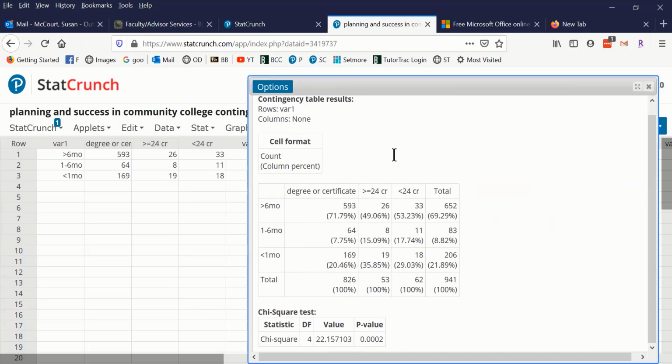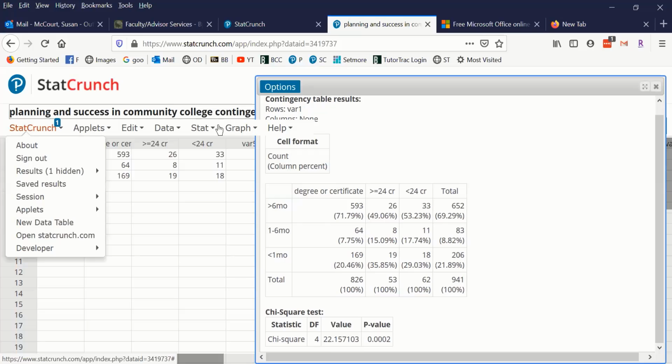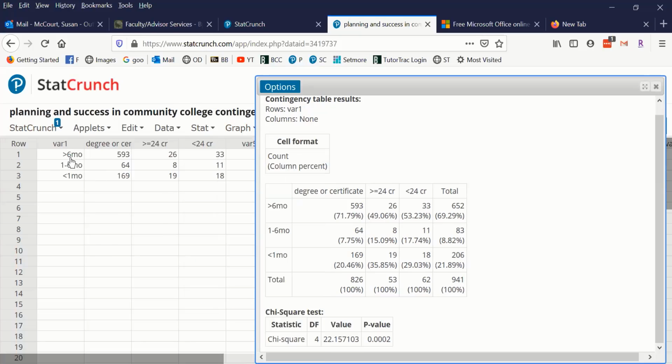So here was the data table, planning and success in community colleges. You're going to put each of your 3 rows: planned more than 6 months, 1 to 6 months, and less than 6 months. And then got a degree or certificate, completed at least 24 credits, completed less than 24 credits. And then these are the numbers that matched. These percents would go into part A, where you're looking to do the conditional distribution of the response variable, known as the column percent.